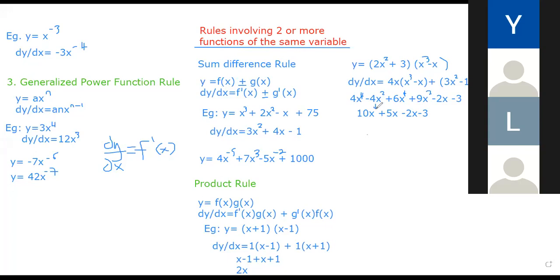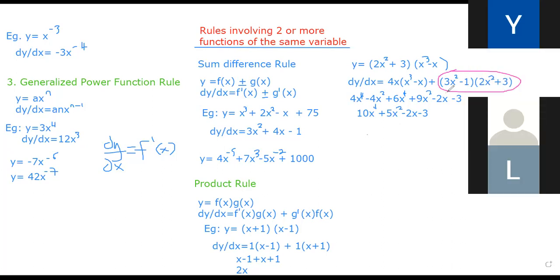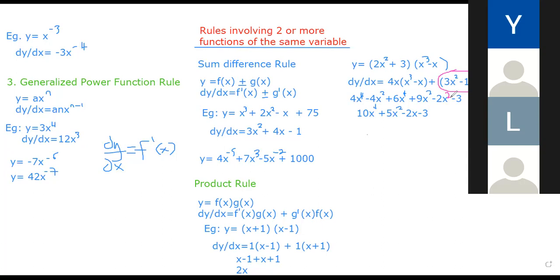Sir, please, how did you get from the 6x with the power 4? I am opening this bracket. I am multiplying these two brackets. Look at it. So 3x squared times 2x squared. What do you get? 3 times 2 is 6. 2 plus 2 gives you 4. That's what you see here. Then 3x squared times 3 gives you 9x squared. Then negative 1 times 2x squared is supposed to give us negative 2x squared here. So here is supposed to be squared. Then negative 1 times 3 gives negative 3.